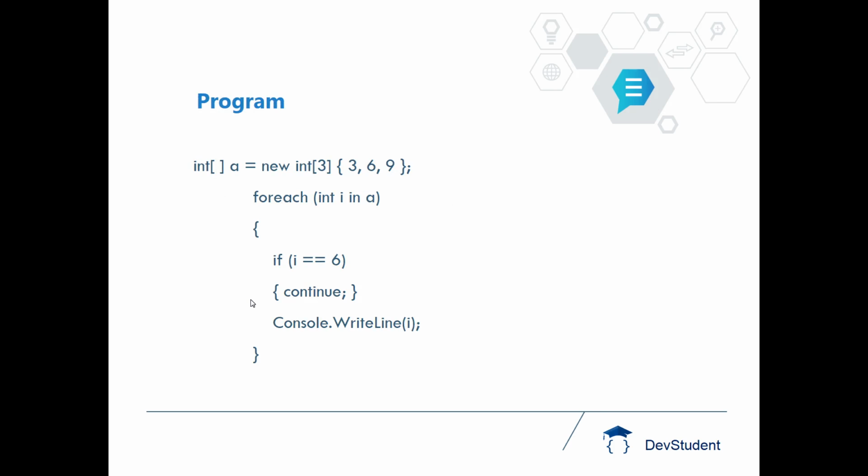You can see the array is there, named A, with 3 elements: 3, 6, 9. A foreach loop is there to print all the elements. So if the if condition is matched, that means if I equal to 6 for the second element, it is going to execute the line called continue. That means it's going to skip the next lines and the next iteration is executed. That means 3 is printed, 6 is skipped, and again next time 9 is printed. That means 3 and 9 will be on the output screen.